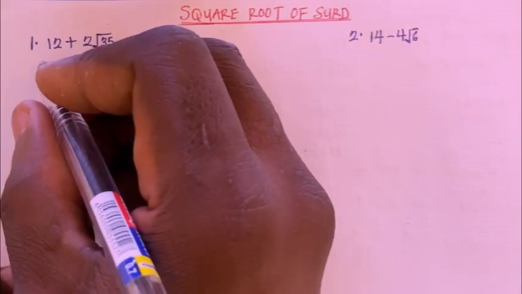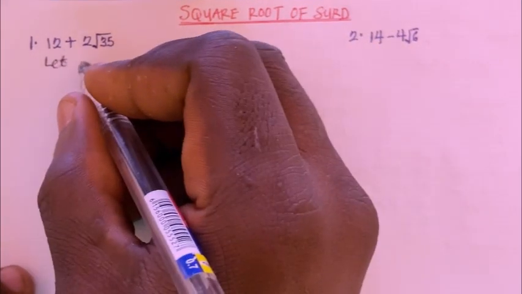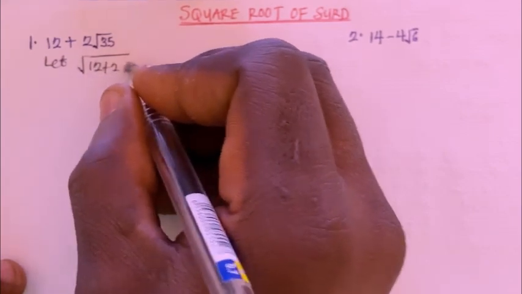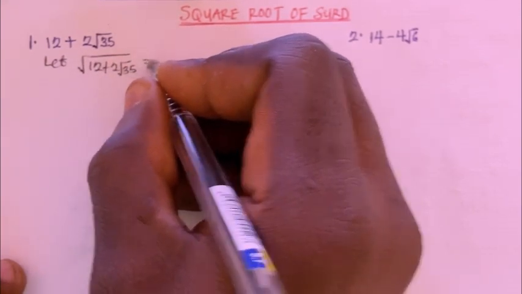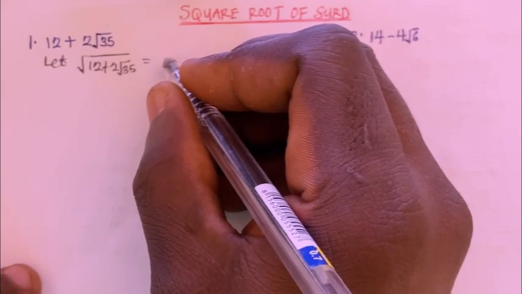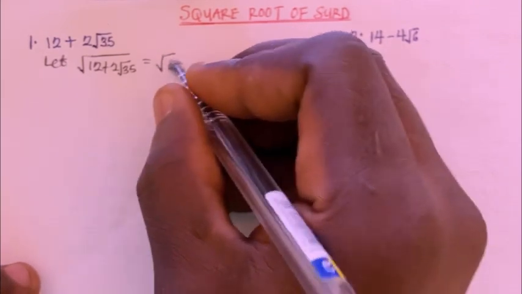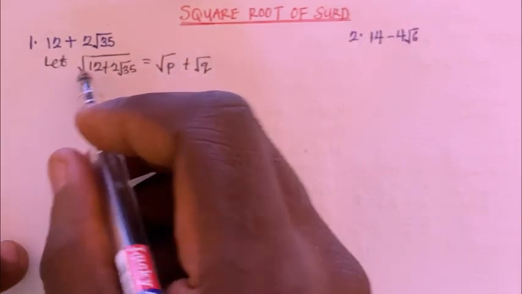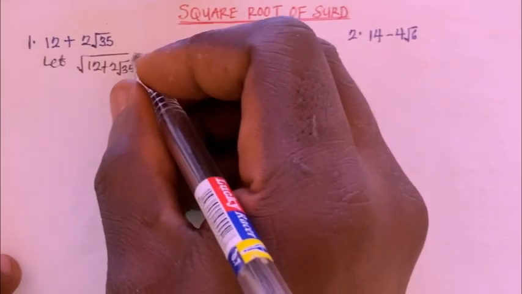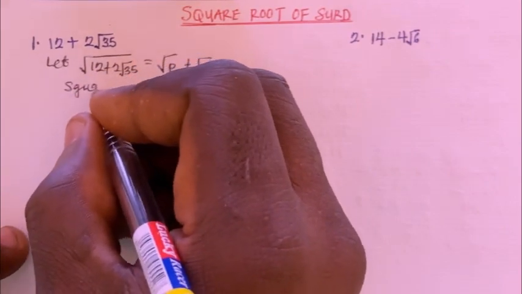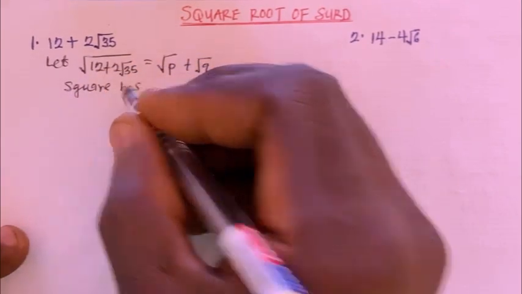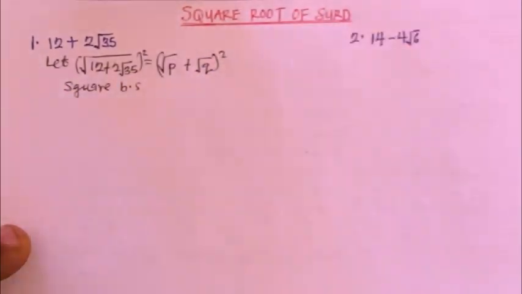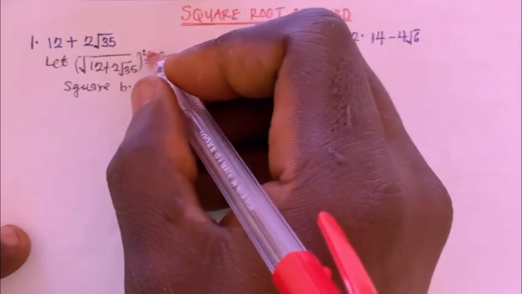So the first thing I'm going to do is let the square root of 12 plus 2 root 35 equal root of p plus root of q. We select everything here, equal to this. Then we square both sides. If you square both sides, I'm going to have this side all squared and this side all squared, so the square root cancels here.